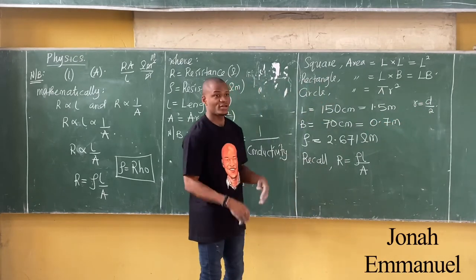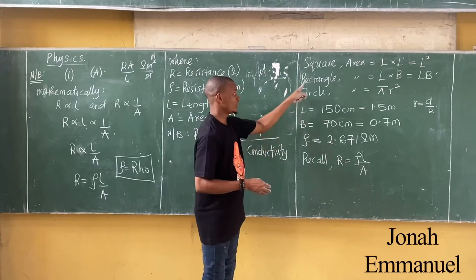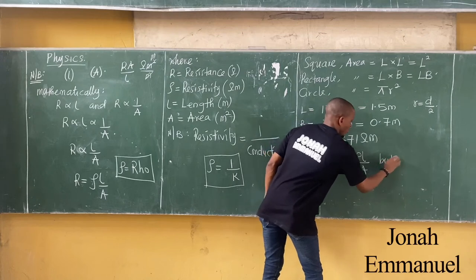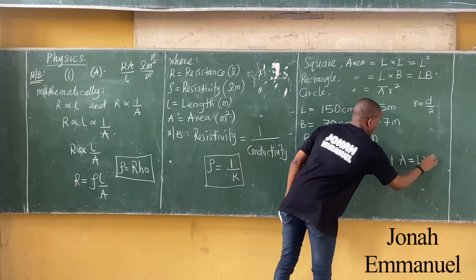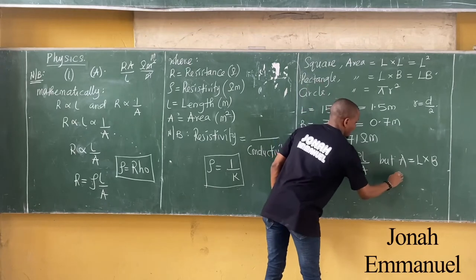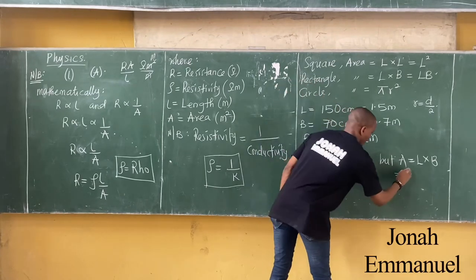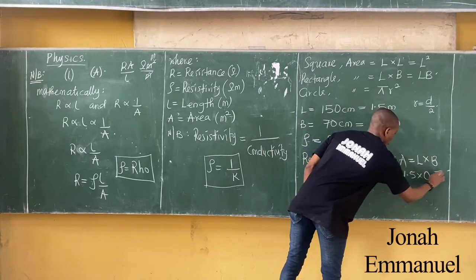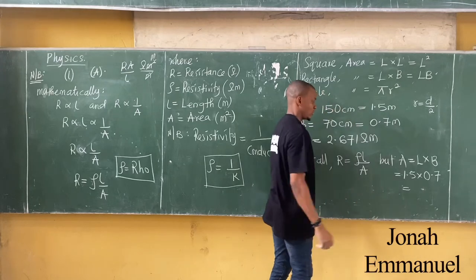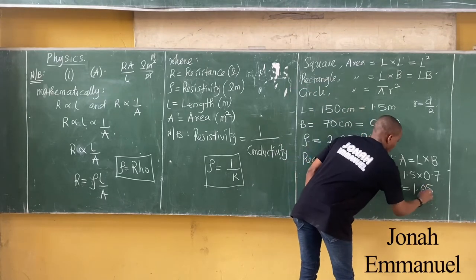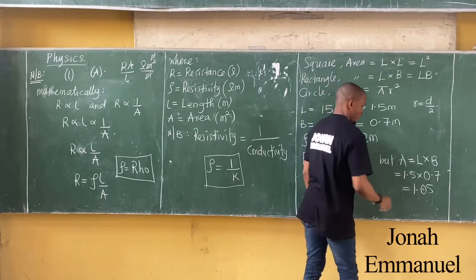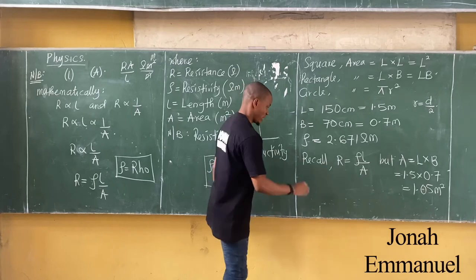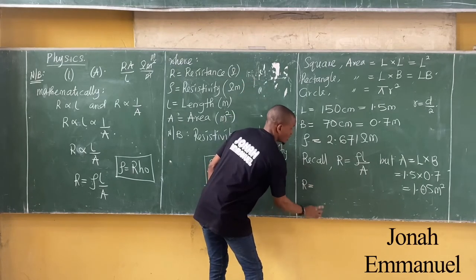In this case, I'm given a rectangular conductor, so it becomes length times breadth. Area is equal to length times breadth. The length here is 1.5, times the breadth here, 0.7. Please punch it, what do you get? 1.05. What's your unit? Meter squared for area. 1.05 meter squared.